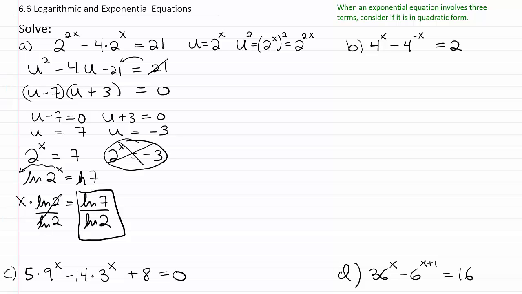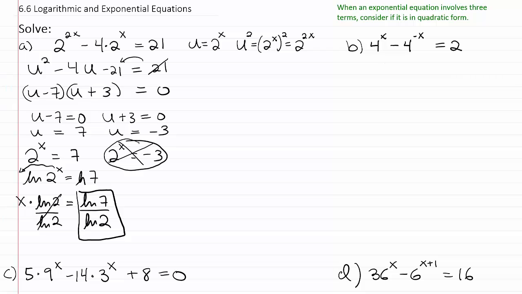For b, you might be tempted to say, oh, that's again in quadratic form, but if you look carefully, it's not the same as what we had before. For example, there's no 2x power here, right? It's 4 to the x, not 4 to the 2x. And then we have a negative exponent here. That's a little peculiar. We don't like negative exponents, really.